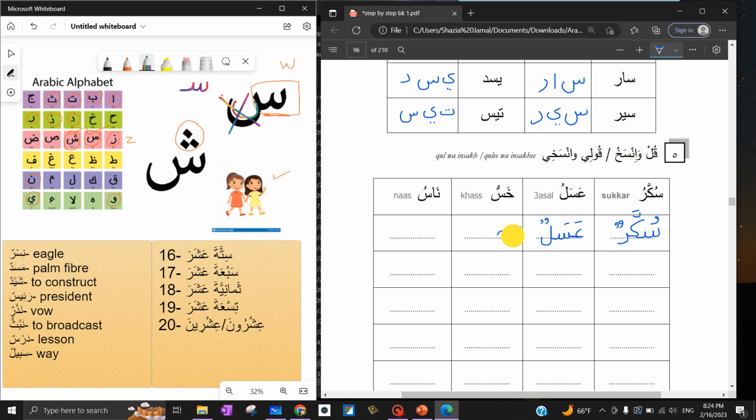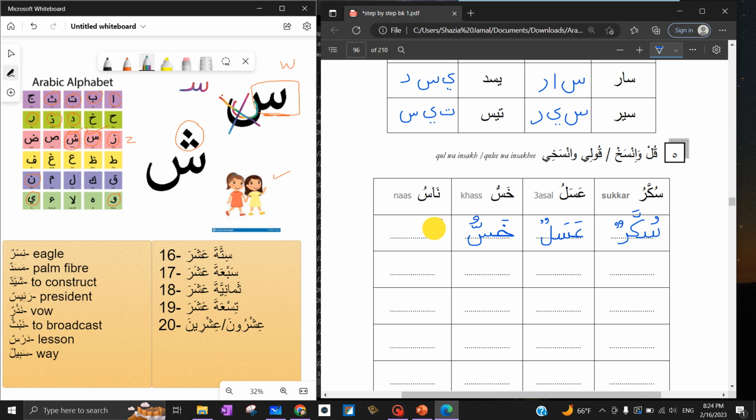Khassu. Kha, seen, and going down because seen is in full form because it's the last letter. Kha has a dot and seen has a shadda and a dhamma. Now kha, you can see it starts from here and then it goes down, comes back with a tail.